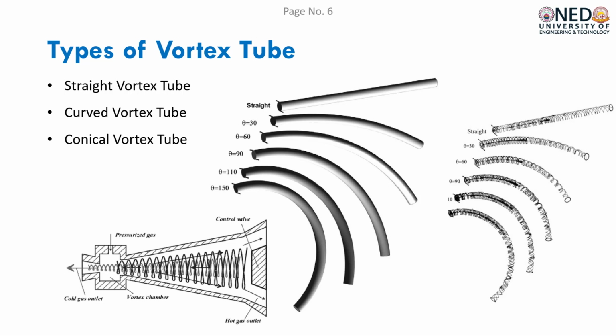However, the shorter chord length in curved vortex tube has more advantage for smaller area. Straight and conical vortex tubes have been investigated by various researchers, but curved vortex tubes have limited literature and there is a sufficient research gap to be filled.